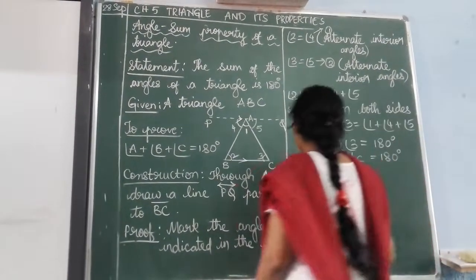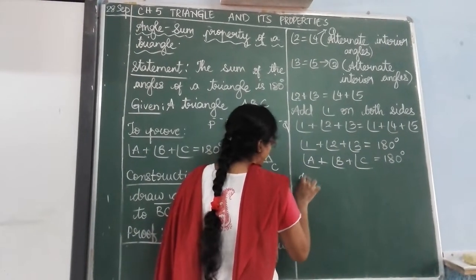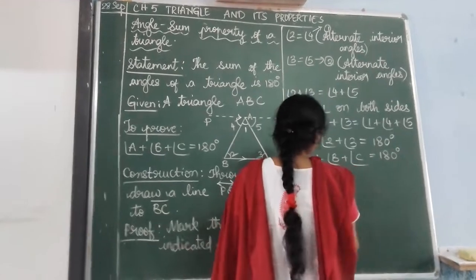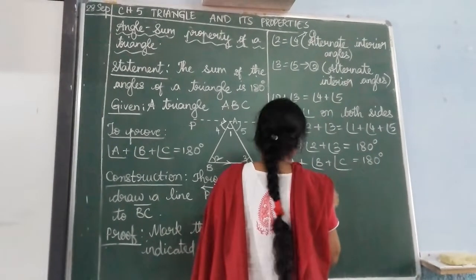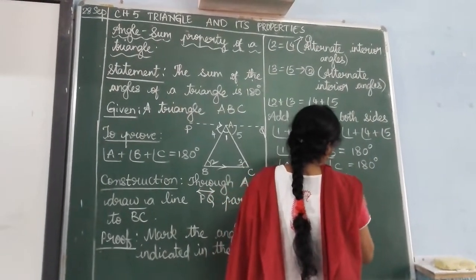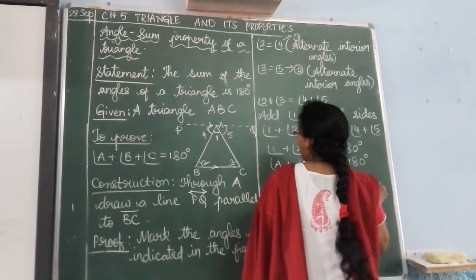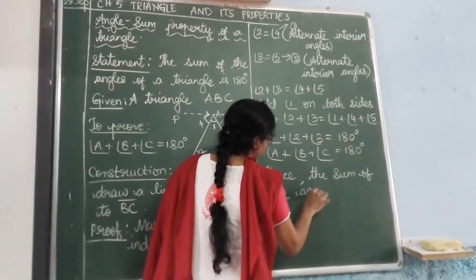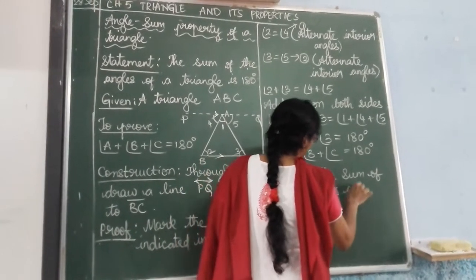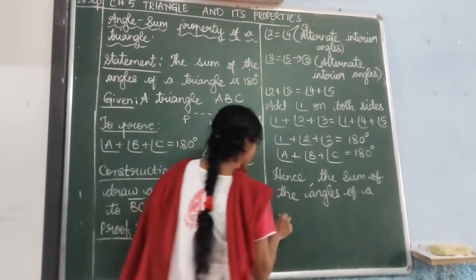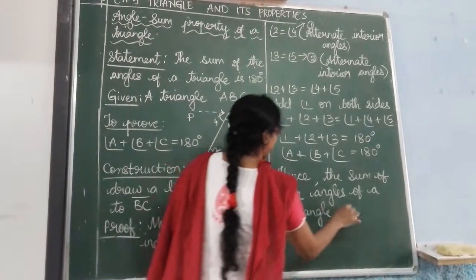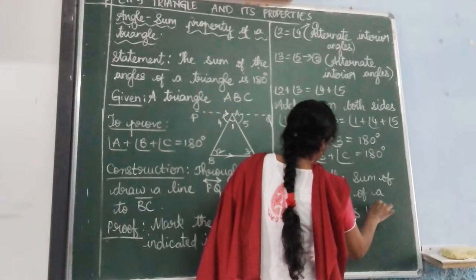So the last statement what we are going to write is hence or thus, you can use any of them. The sum of the angles of a triangle is 180 degrees.